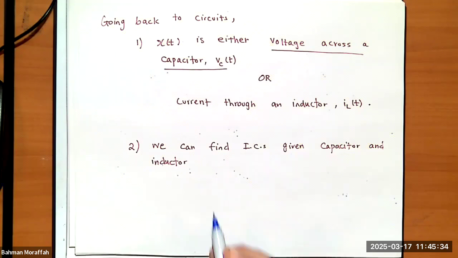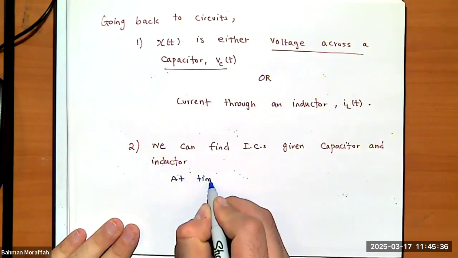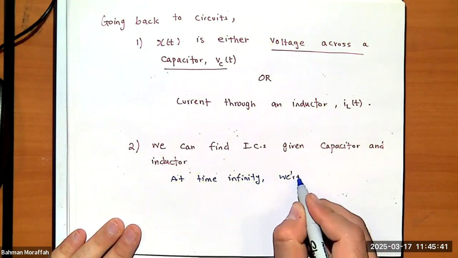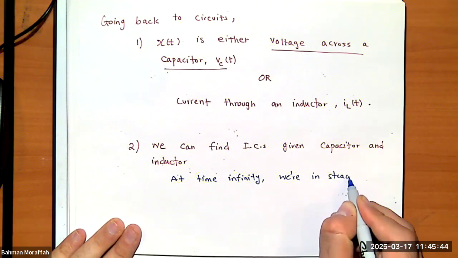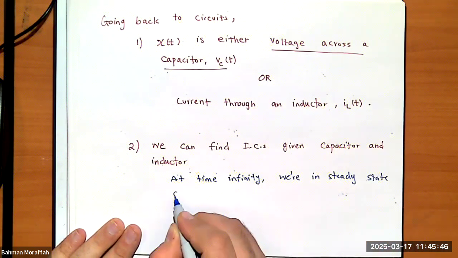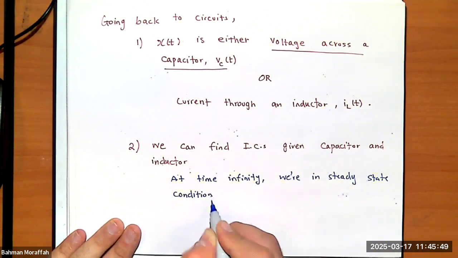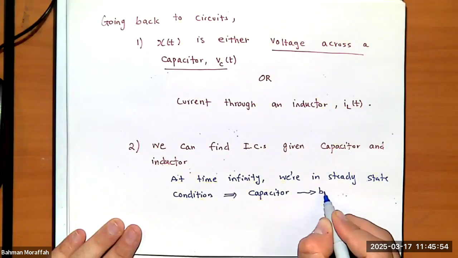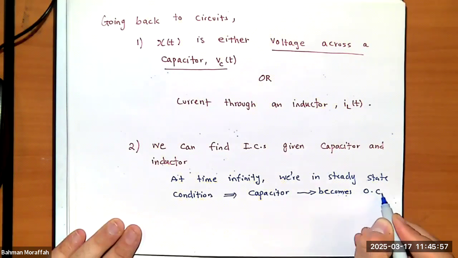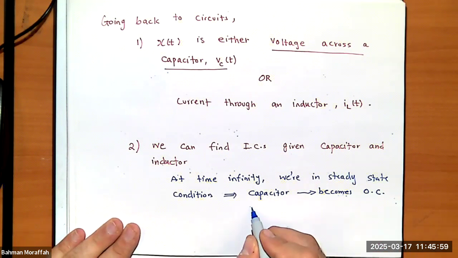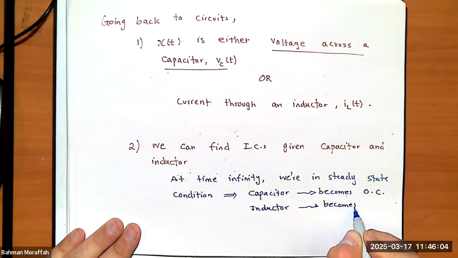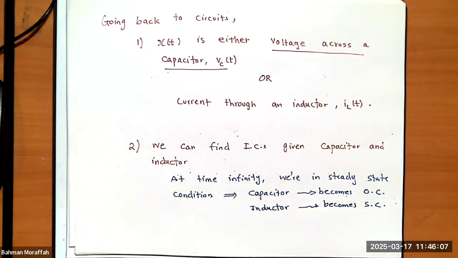So at time infinity, we're in steady state condition, which means if I have a capacitor, that becomes an open circuit. If I have an inductor, that becomes a short circuit, right?